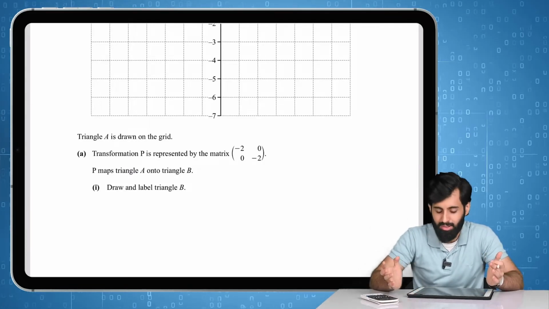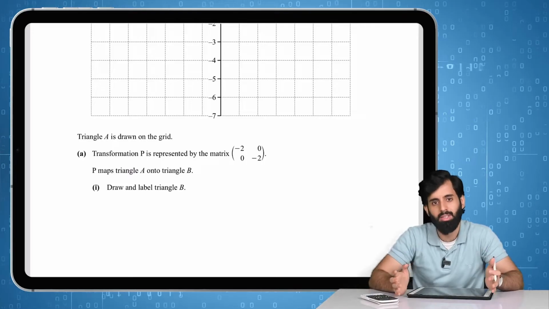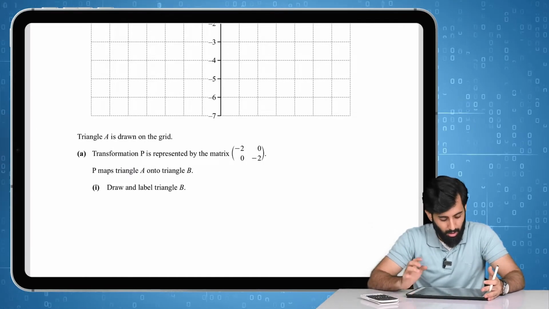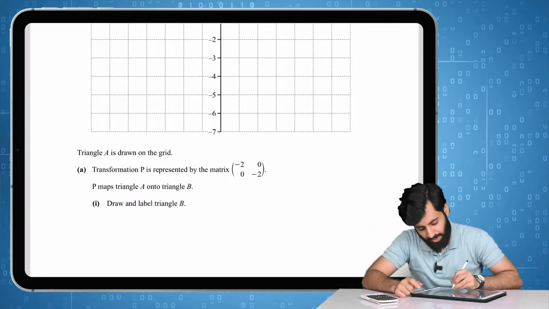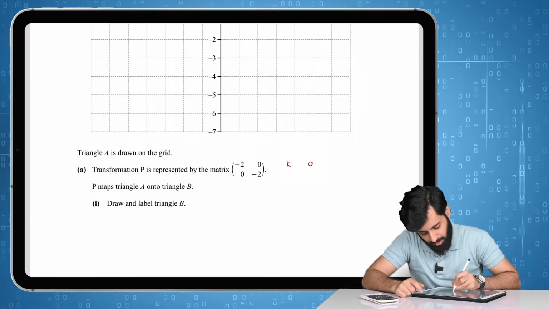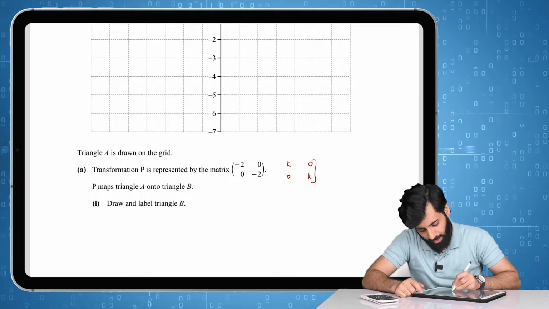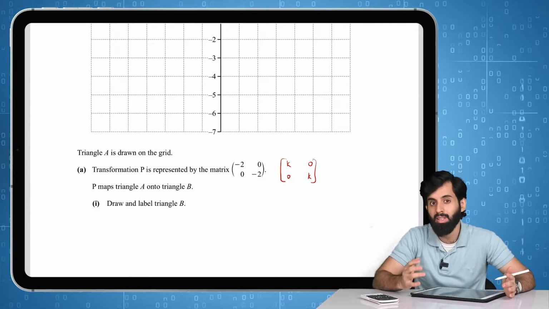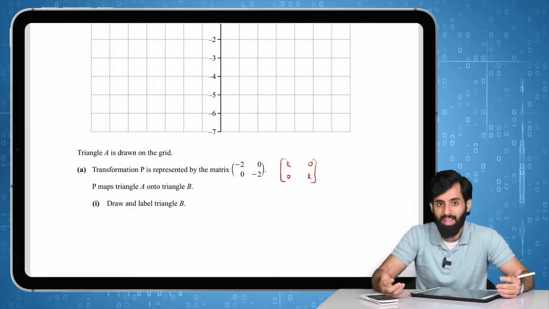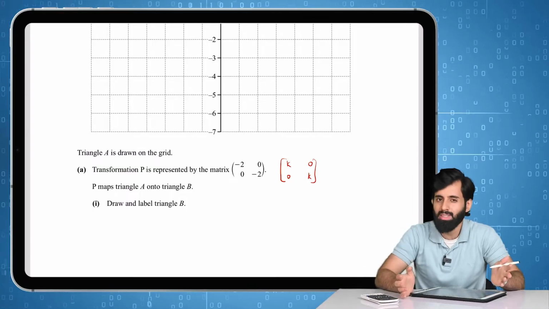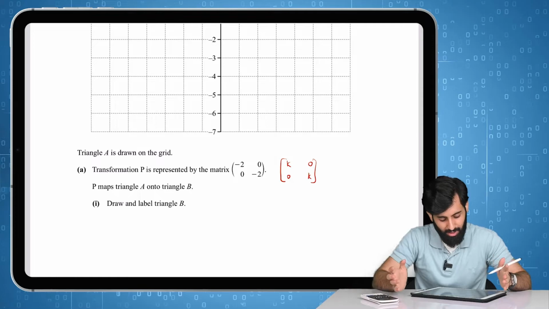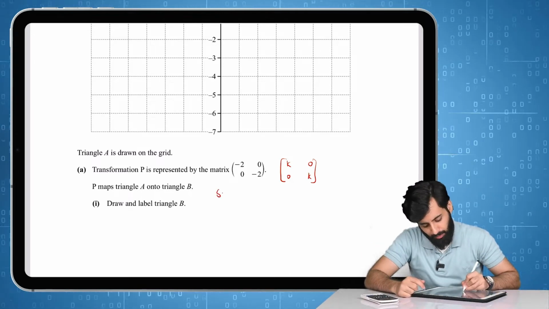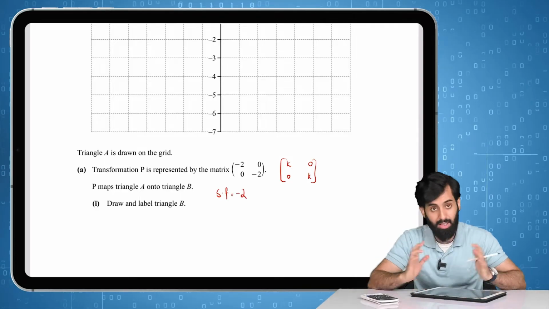I know that sounds easier said than done, but it becomes easier given that you have a solid understanding of transformation matrices. This matrix looks very similar to K, 0, 0, K. And what transformation does this matrix represent? It represents enlargement with K as your scale factor. So all I need to do to triangle A in order to obtain triangle B is to enlarge it by scale factor -2, with center origin, by the way.